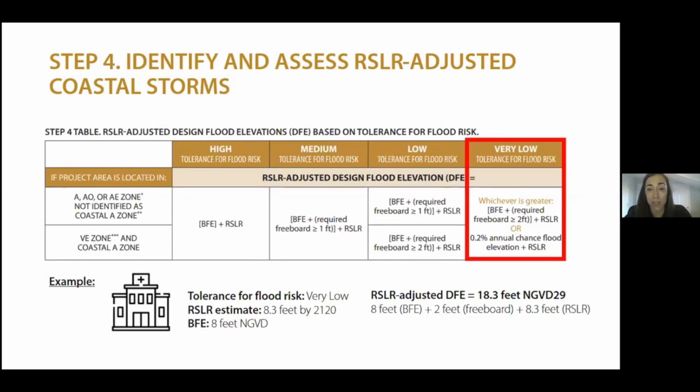Once you calculate your RSLR adjusted DFE, step 4.2 prompts you to assess RSLR adjusted coastal storm impacts to your project. Again, one cursory way of doing this is to just visualize RSLR adjusted coastal storm water levels using the sea level rise mapper that Kirsten referenced, or employ more technical engineering methods depending on the project.